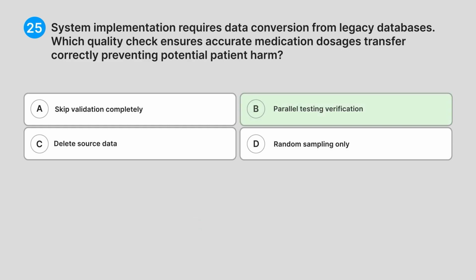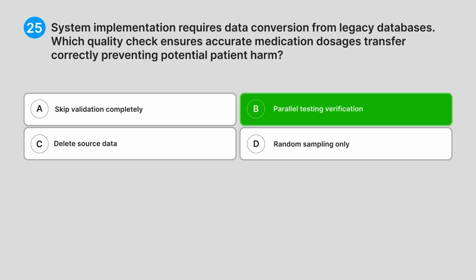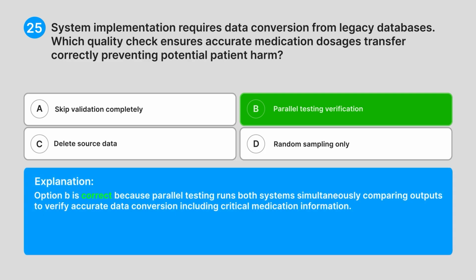Correct answer, B. Parallel testing verification. Explanation. Option B is correct because parallel testing runs both systems simultaneously, comparing outputs to verify accurate data conversion, including critical medication information.